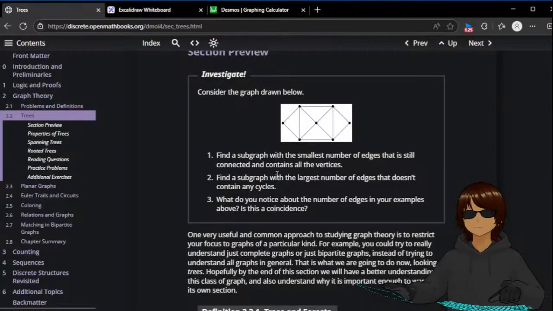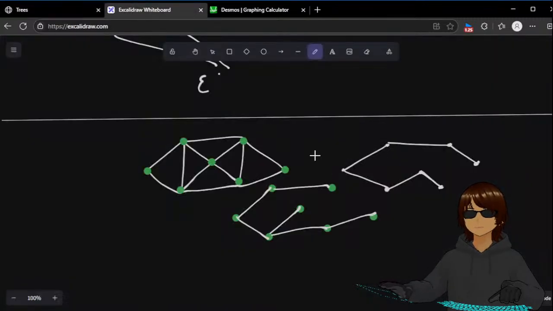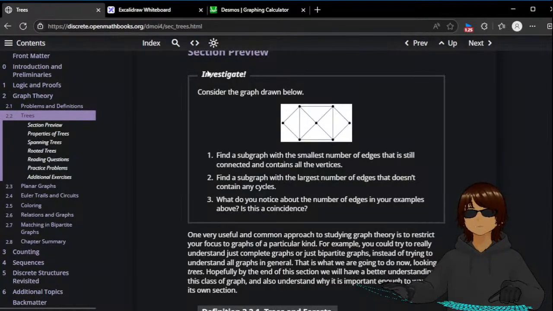They said find a subgraph with the largest number of edges that doesn't contain any cycles. How about this? 1, 2, 3, 4, 5, 6. Yeah, I have 6 edges connecting 7 vertices. If I add another edge, that would automatically create a cycle, right? So doesn't that mean the minimum and the largest would be the same?